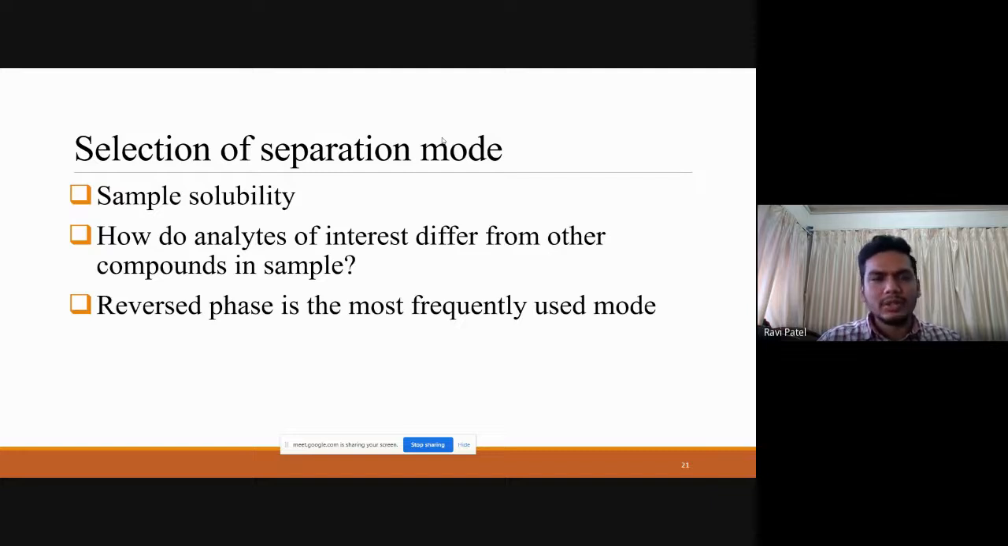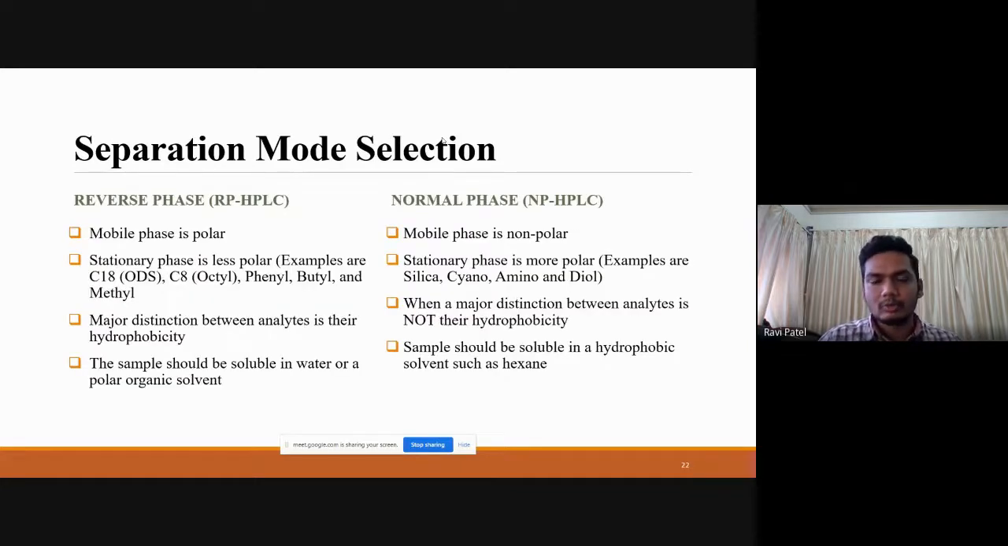Reverse phase is frequently used because 90% of our applications are on reverse phase HPLC, because most of the compounds are soluble in methanol, ACN, and water. What is the difference between them? In reverse phase, the mobile phase is polar and the stationary phase is non-polar: C18, C8, phenyl, butyl, methyl. These stationary phases are all considered less polar. And the sample should be soluble in water or any organic solvents. These are the conditions to use RP-HPLC.